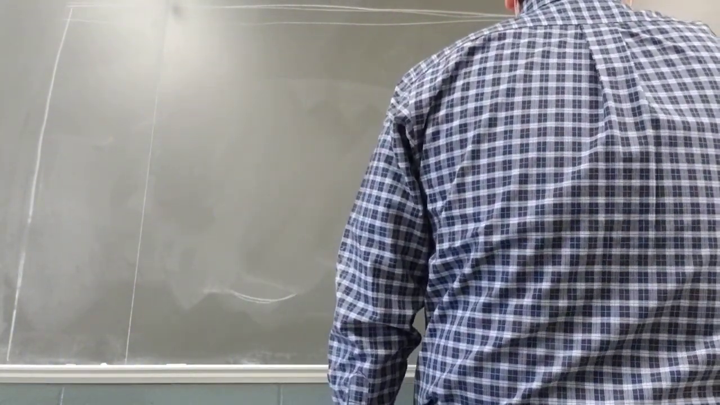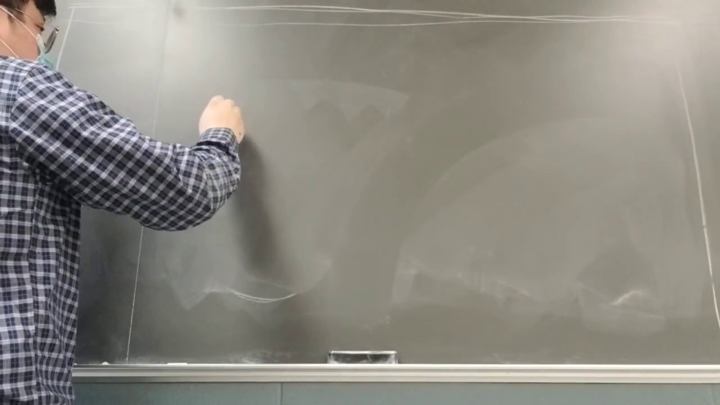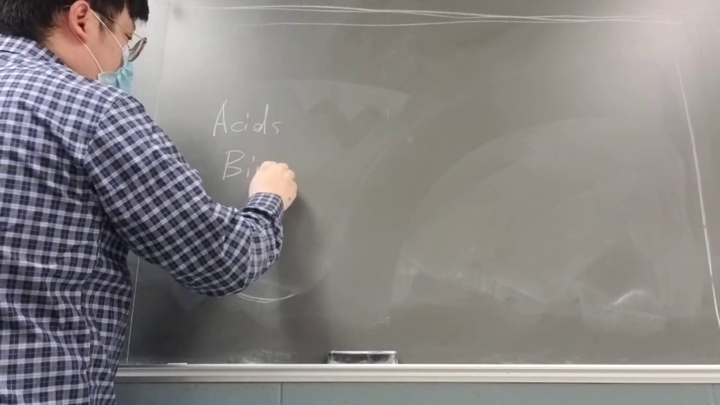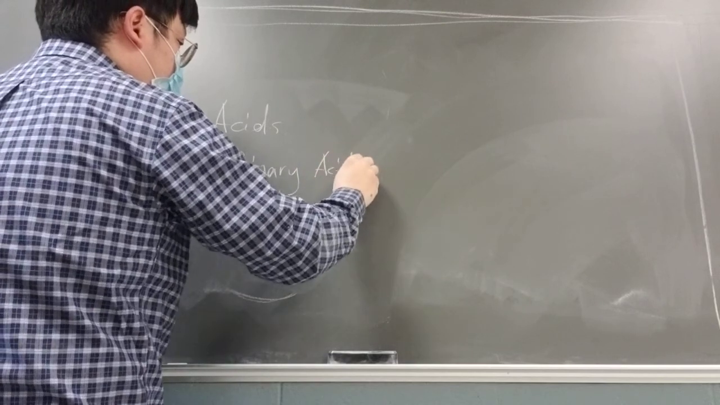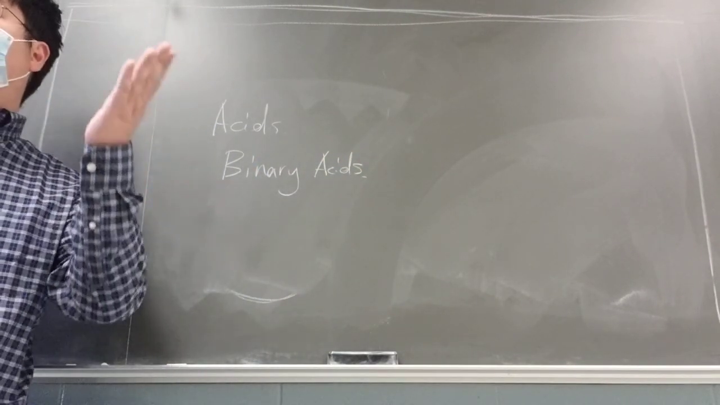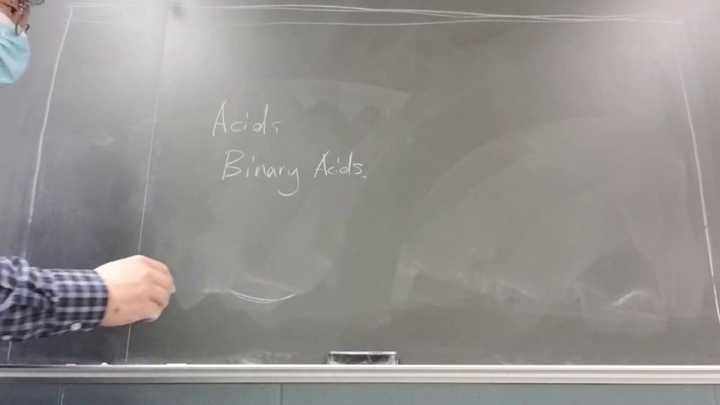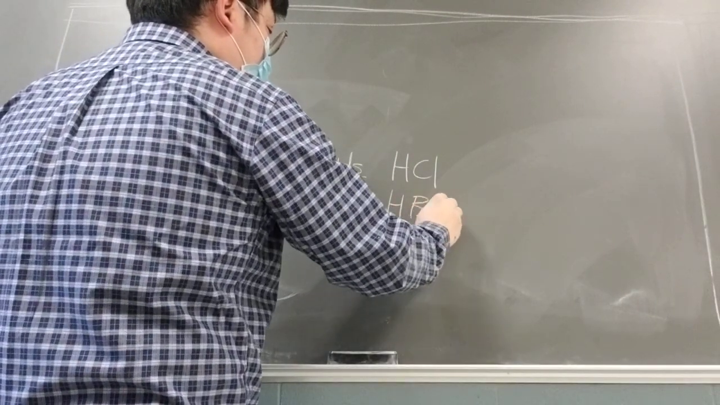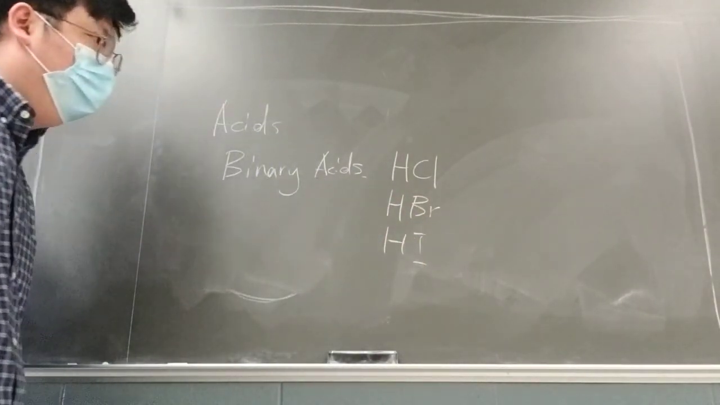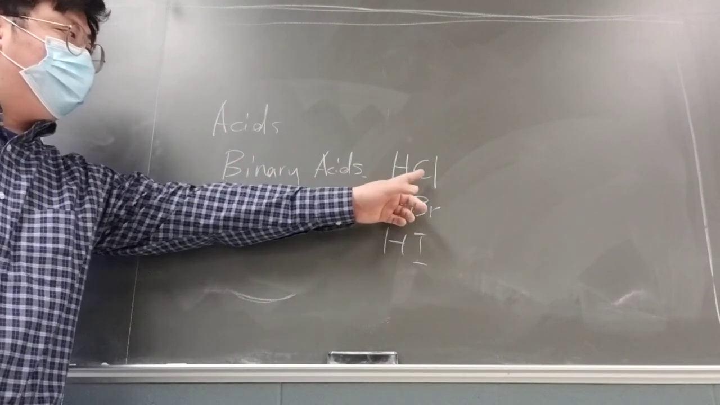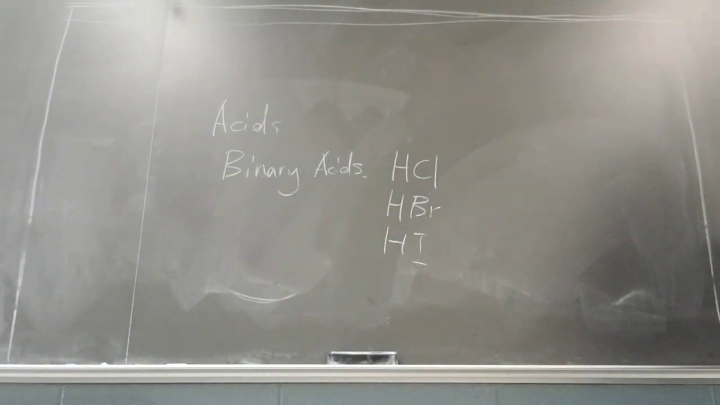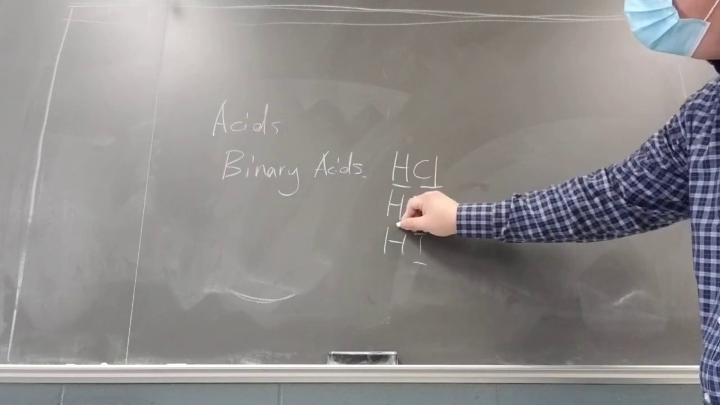So if you have this one, you can have two types of acid nomenclature. The first one is binary acid. Binary acid means just one hydrogen and one other element, that's it. For example, HCl, HBr, HI. This is hydrogen paired with chlorine, bromine, iodine. This is a very good example of binary acids.